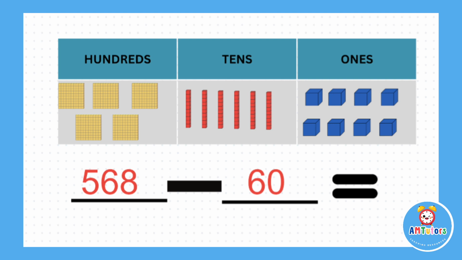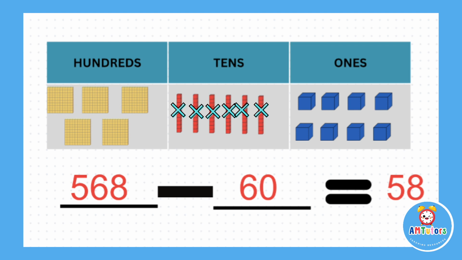Right, this next question is very similar to the last one. We start off with the number 568 and I want you to subtract 60. So I start off with 500, 60 and 8. We're going to subtract 60. That's 1, 2, 3, 4, 5, 6. We have no more 10 squares in the tens column. So our new answer will be 58.